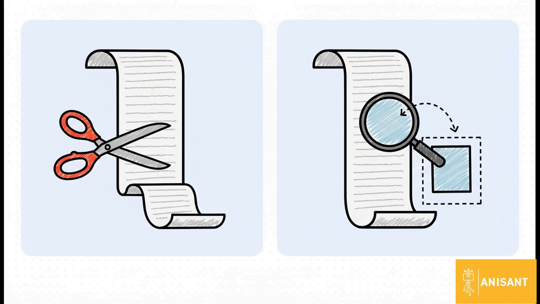But on the other hand, you have a much smarter approach called Retrieval-Augmented Generation, or RAG. Instead of trying to cram everything into the AI's short-term memory, RAG acts like a librarian, finding and pulling only the most relevant facts from a huge knowledge base exactly when they're needed.